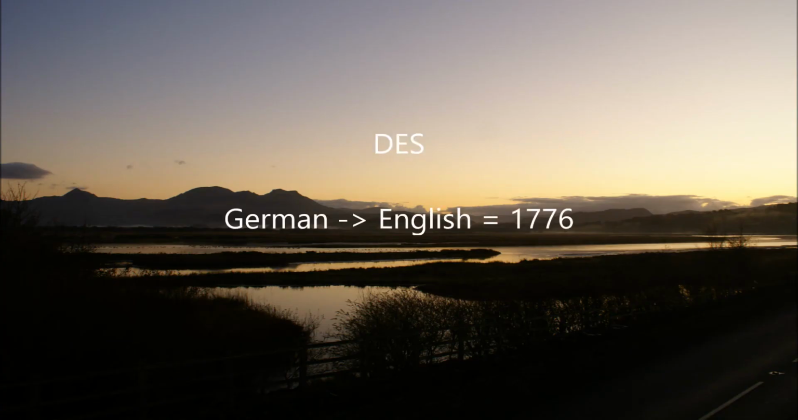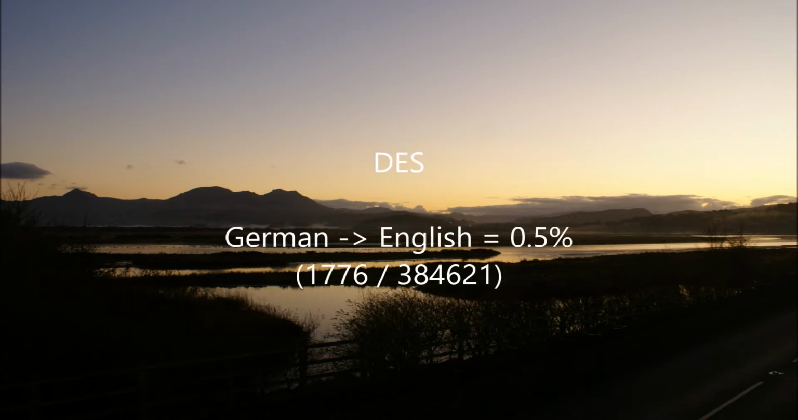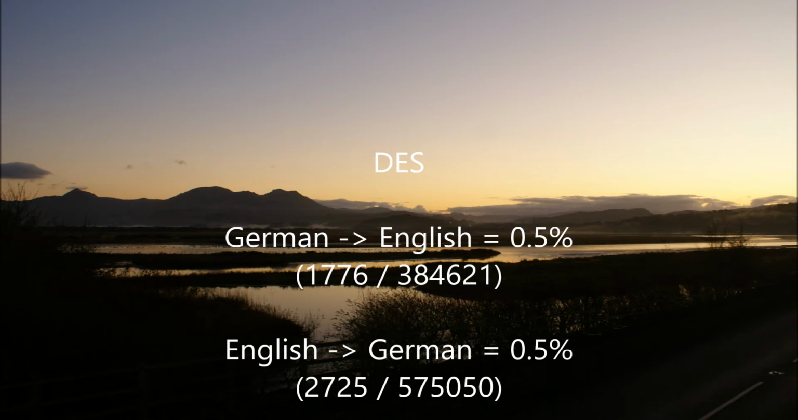The German to English search provided 1,776 examples, and the English to German search provided 2,725 examples of the German article des. That means that approximately 0.5% of the words in the German source texts were des, and that the corresponding number for German target texts were approximately 0.5% as well.